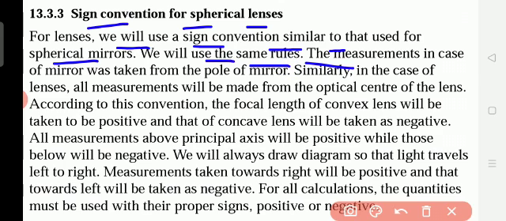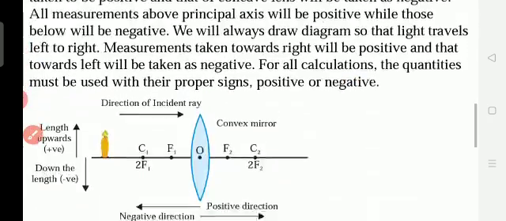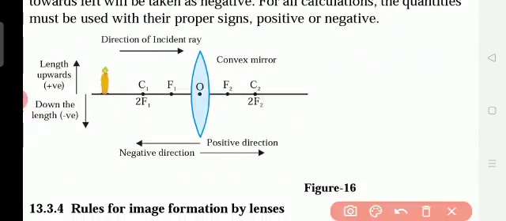The measurement in the case of a mirror was taken from the pole of the mirror. Here also, whatever rules we used for spherical mirrors, the same things we use for spherical lenses. Whenever we measure distance, it will be from the optical center O. For concave and convex mirrors, it was from the pole point. Whatever we measure, it will be from here.